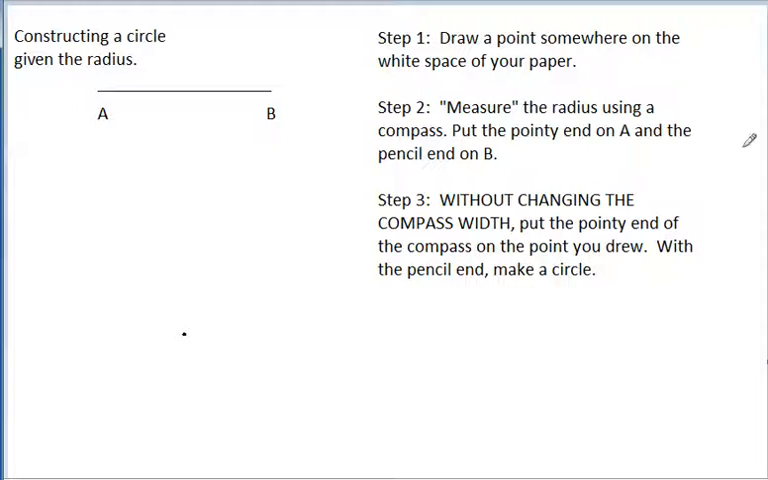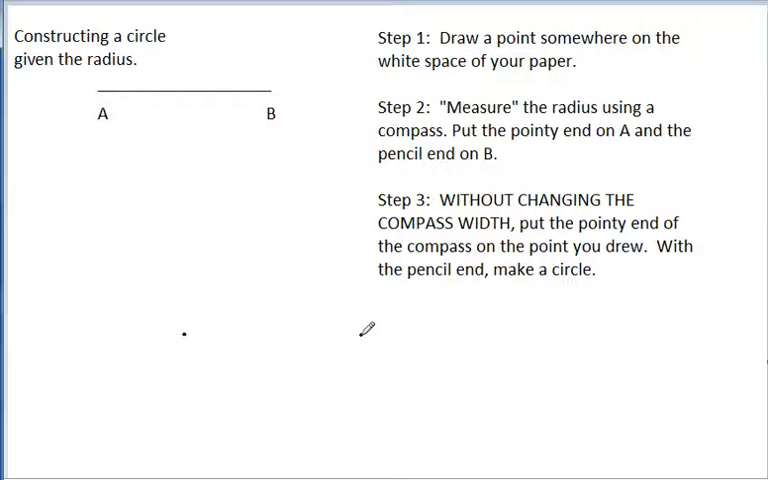Then next, you want to measure the radius using a compass. So what you'll do is put the pointy end of your compass here, and put the pencil end of your compass here, and that will be how long your radius is. Now without changing the compass, so don't stretch it, move the pointy end of your compass to this spot right here, the point that you drew. And then the pencil end of your compass you're going to put out here.